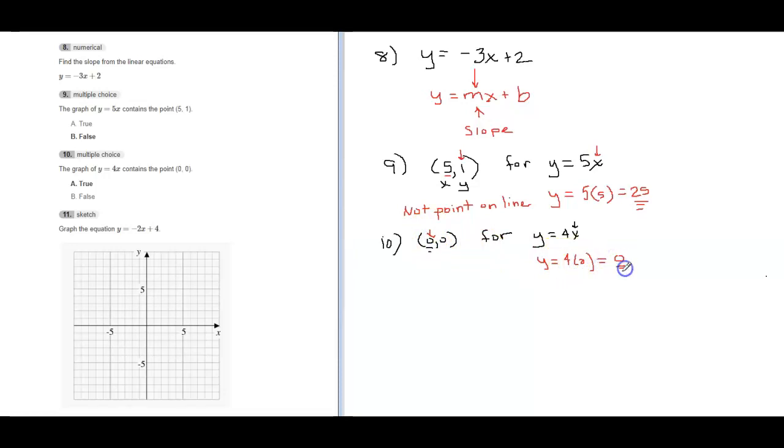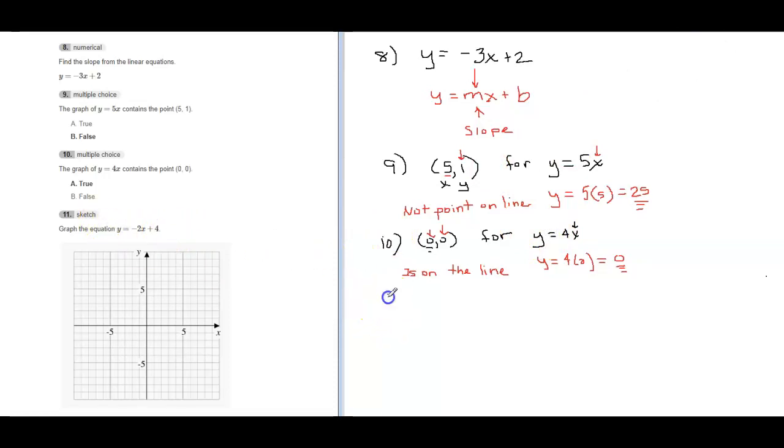This value of y should match with the value of y here, and it does. So we say that the point (0, 0) is on the line. If you had done the graph, this point would be on the line. Or another way of saying it is that this point is a solution of this equation. And that's how you do problem number 10.